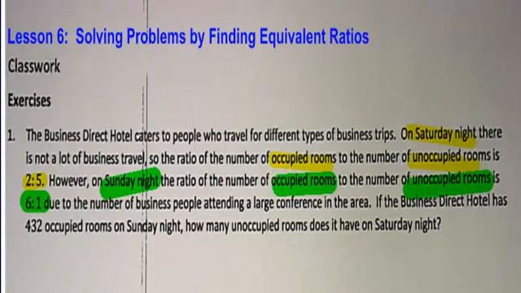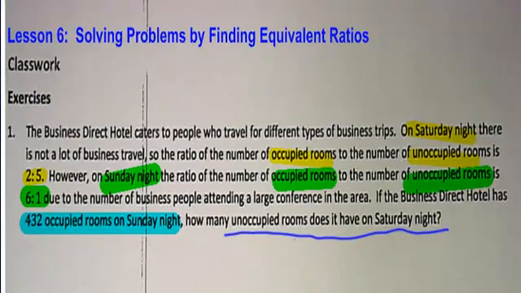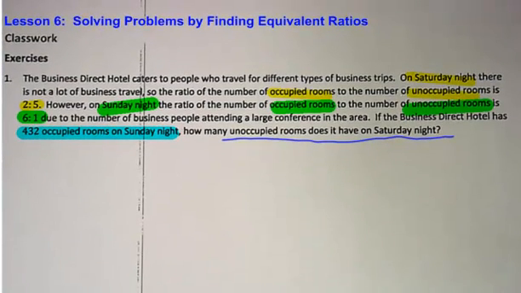They also give us some information that they had 432 occupied rooms on Sunday night. And our actual question is how many unoccupied rooms did it have on Saturday night? So we're going to go ahead and get our information. Remember, we're comparing, so we have Saturday night here.